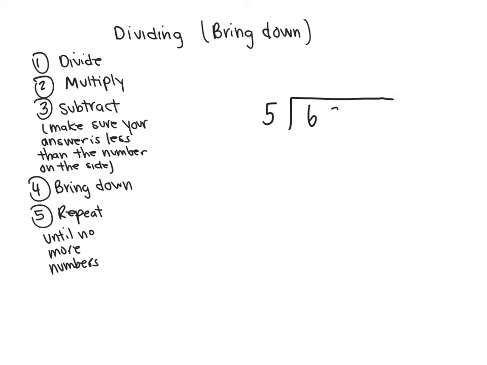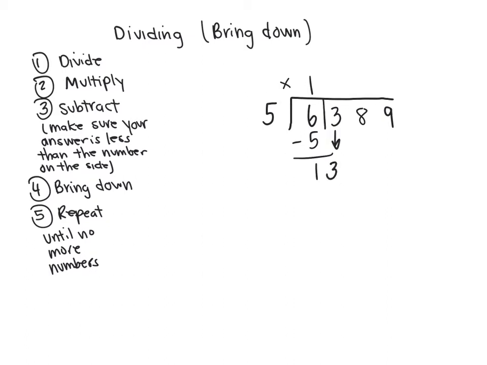5 divided into 6,389. Okay. So the first thing I'm going to do is ask myself, can 5 go into 6? It can, so I'm going to do this. Okay, so I'm going to divide. How many times does 5 go into 6? Once. Multiply. 1 times 5 is 5. Step 3, subtract. 6 minus 5 is 1. The number is less than the number on the side, so now I can bring the next number down, which is 3. And I'm going to repeat.